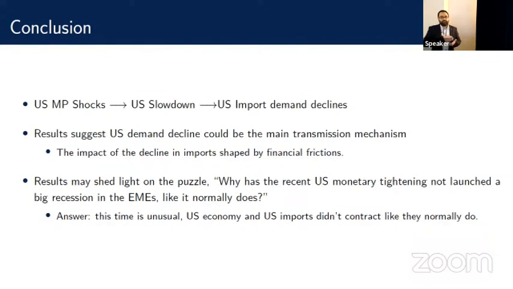In this paper, what we show is that US monetary policy shocks lead to a US slowdown and US import decline. And our results suggest that this import decline is the main transmission mechanism, how US interest rate shocks transmit to the rest of the world. But this impact is also shaped by financial frictions. And our results might shed light on the current puzzle that, in the past 2 years, 3 years, US interest rates have been rising like crazy, and we don't see any large crises in EMEs. Well, because US imports are not declining. And that will be our answer.